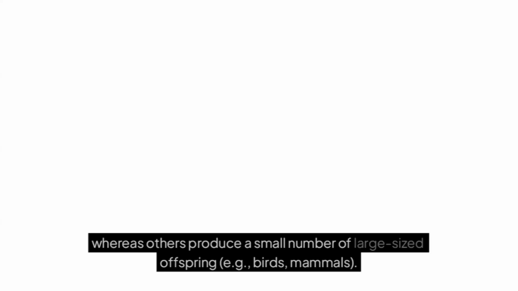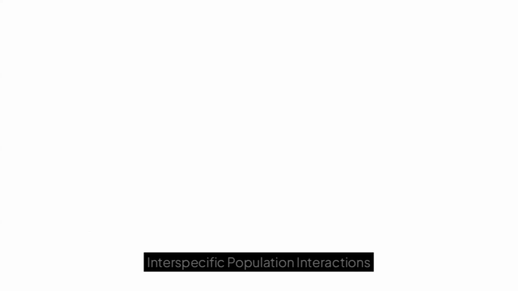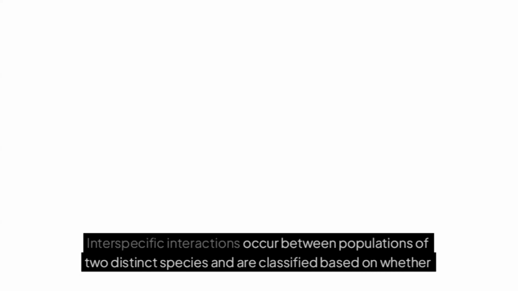Interspecific population interactions. Interspecific interactions occur between populations of 2 distinct species and are classified based on whether they are beneficial, plus, detrimental, minus, or neutral, 0. Detailed interaction dynamics. 1. Predation, ecosystem roles. Transfers energy across trophic levels. Regulates prey population densities to prevent ecosystem instability, and maintains community species diversity by suppressing competitive exclusion among prey.